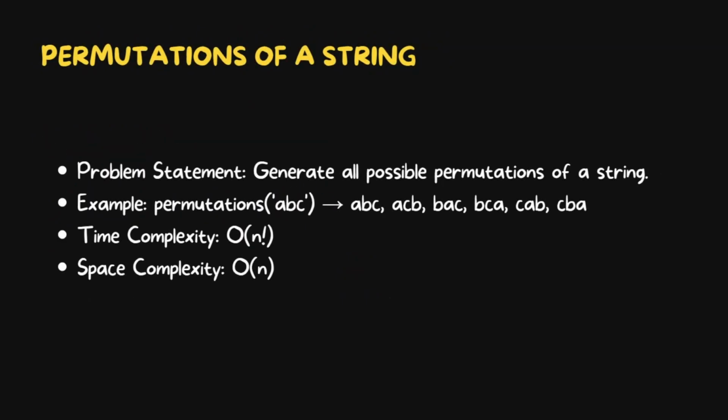Next, we have the permutations of a string. It generates all possible permutations of a string. For example, permutations of ABC are ABC, ACB, BAC, BCA, CAB and CBA. Time complexity is order of n factorial and space complexity is order of n.